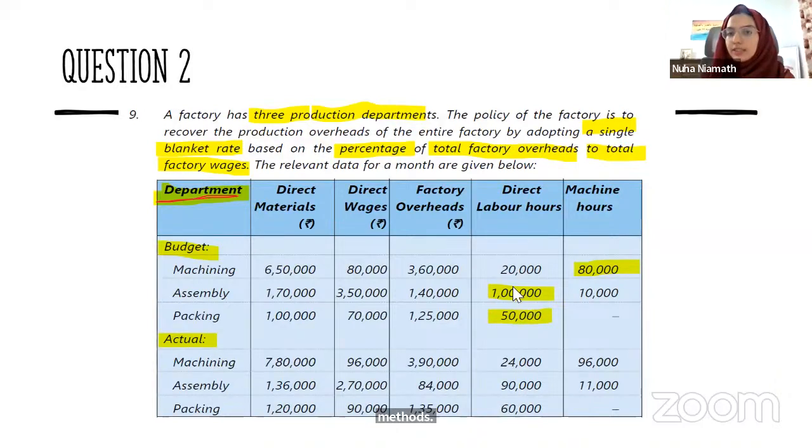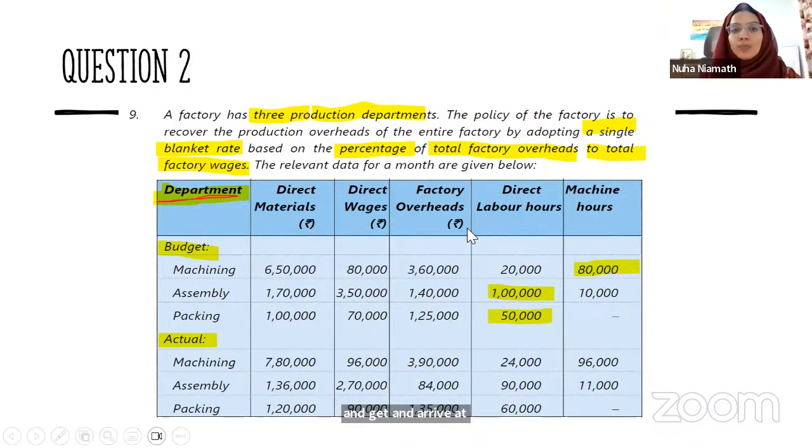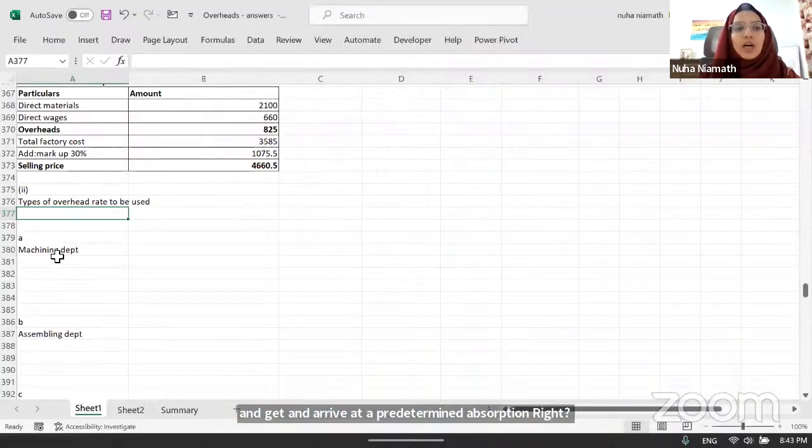Yes, thank you, Atira. So based on these hours, so far we have calculated the overhead rate on this basis only, right? We take the total overhead cost and divide it by the machine hours or direct labor hours, and then we find the predetermined rate. Similarly, here we can take the budgeted cost of the machining department and divide it by the budgeted hours and arrive at a predetermined absorption rate, right? So let's go to the Excel sheet and see how we can do that.